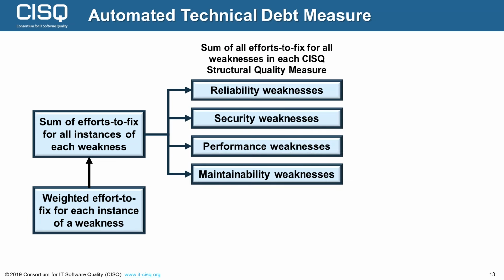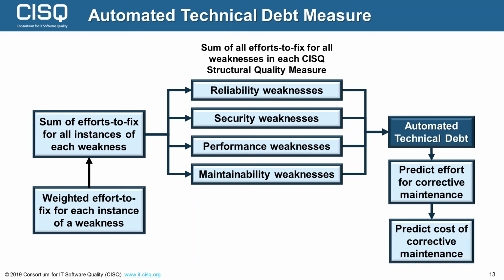Then I can add all of those up within each of the quality characteristics. I can add up all the reliability weaknesses, all those efforts, to say what effort is it going to take to fix all these weaknesses we have in the area of reliability or in the area of security, and get a total effort. And then I can add all of those up. Next, click, Tracy.